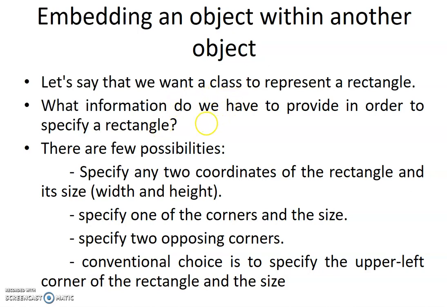In today's class we will discuss embedding an object within another object. What is the meaning of embedding, basically? So we have two classes here. For example, we want to create or represent a class of a rectangle. What is a rectangle? It has four sides, four corners.